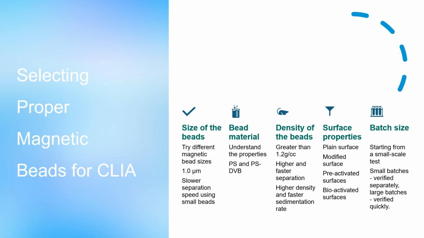Toughness. These beads need to be able to handle different conditions without falling apart. A good match. The coating on the bead has to be a perfect fit for the molecule you're trying to catch. So, what are we looking for in your specific CLIA? What kind of molecule are you working with? What size is it? And what conditions will it be in? Once we know these details, we can pick the perfect magnetic bead for your project.